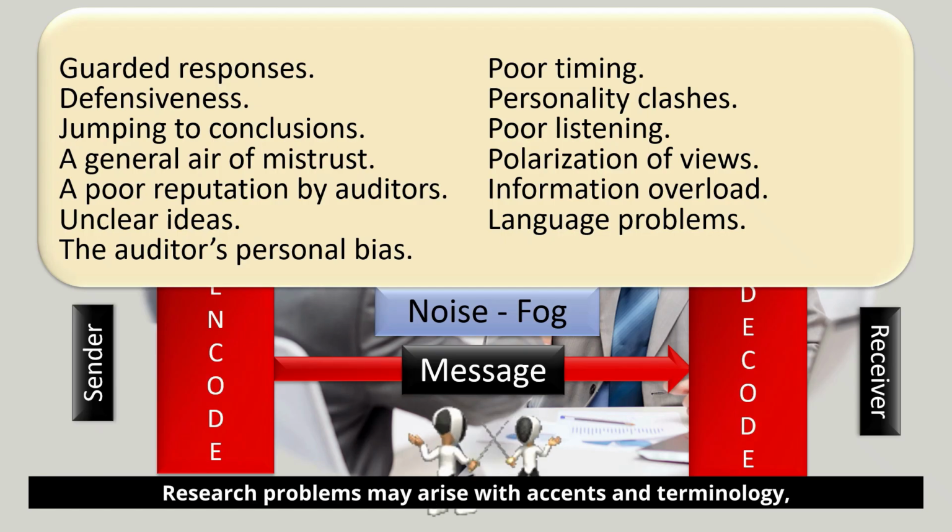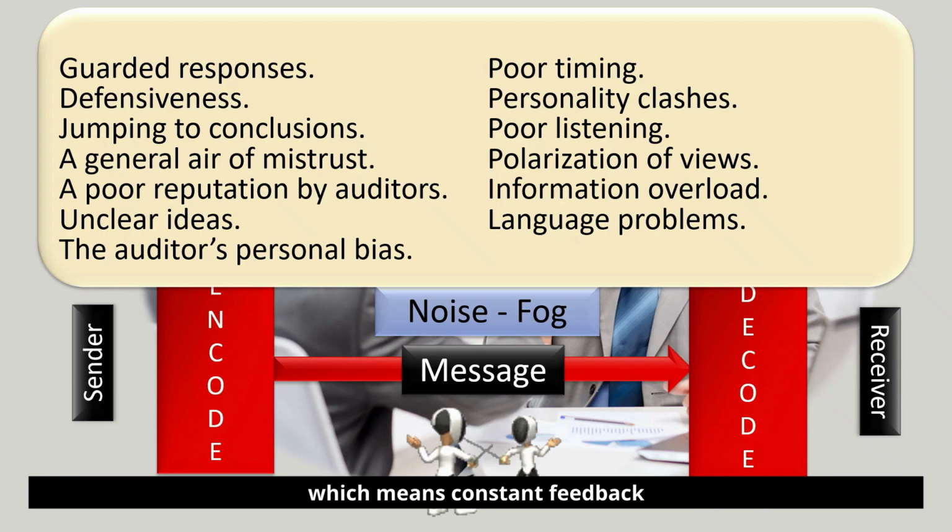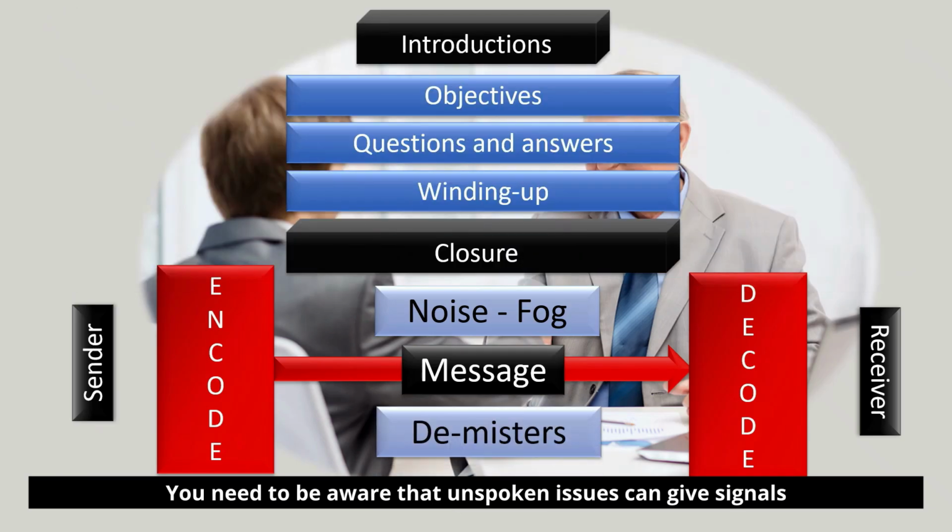Language problems may arise with accents and terminology, which means constant feedback may be required. The auditor's personal bias may distort an interview, so you should always remain objective. You need to be aware that unspoken issues can give signals of issues that should be probed. Reluctance from the client does not necessarily mean this person doesn't wish to cooperate. It may simply be that the noise and fog we mentioned needs to be demystified.